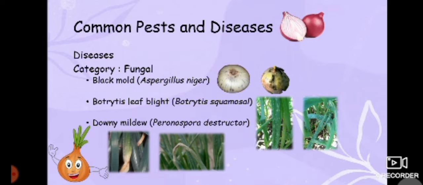Third, the downy mildew or Peronospora destructor. The symptoms of these are pale spots or elongated patches on leaves, gray purple fuzzy growth on the leaf surface, leaves turning pale then yellow, and leaf tips collapsing.